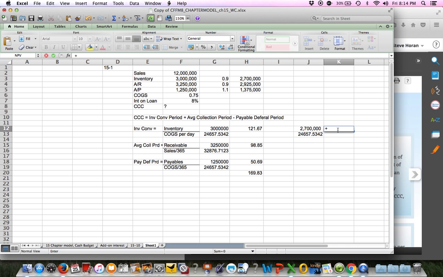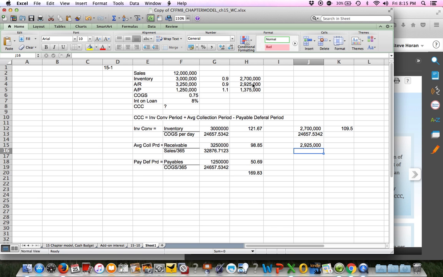So let's just do the math here, and we'll get this in days, and we can see how it changes from the base case to the new scenario. So it goes down, which is good. It goes from 121.67 down to 109.5. Let's do the same thing with the average collection period. My receivables number has now changed. It is now 2,925,000. We're going to try to collect a little bit faster.